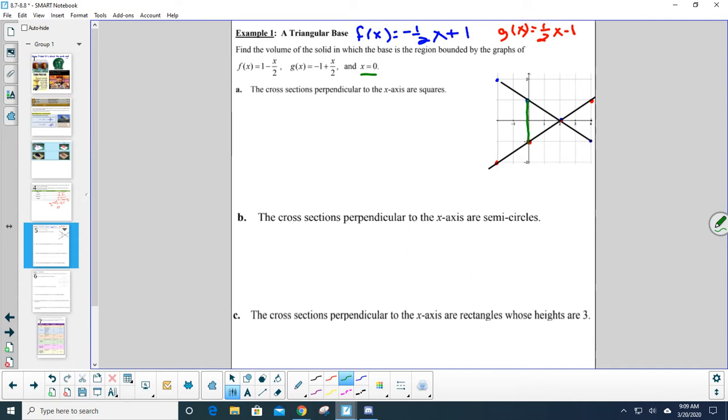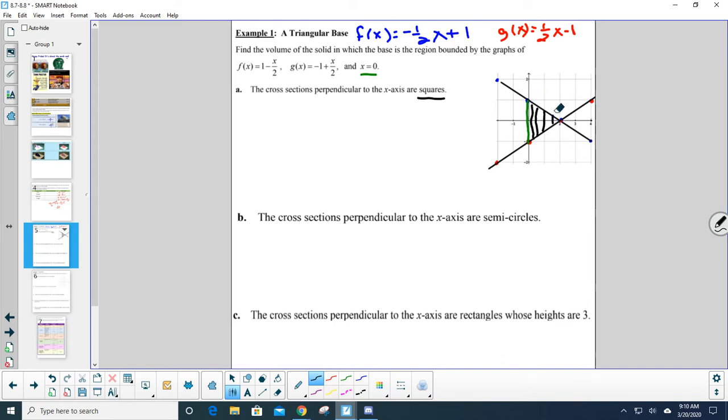So we're looking at this area inside of here, this triangle in here. You do that before you worry about what kind of shape you're looking at. Now, once we have that graphed, we are going to put squares in there, and they're going to be perpendicular to the x-axis. So we're going to have squares going like this, and they're coming out of the computer screen.